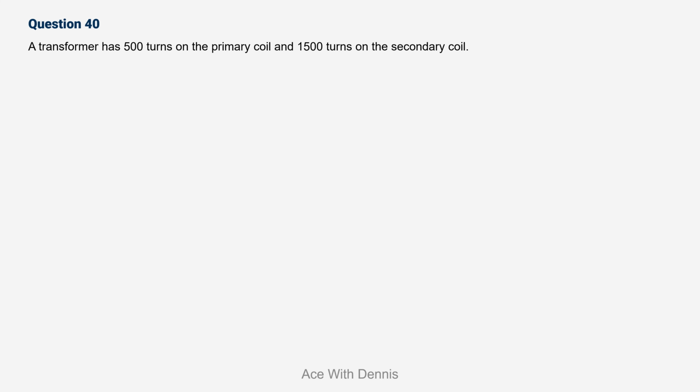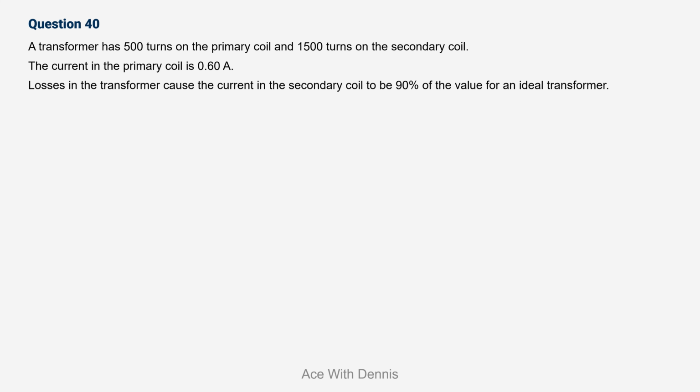Question 40. A transformer has 500 turns on the primary coil and 1500 turns on the secondary coil. The current in the primary coil is 0.60 ampere. Losses in the transformer cause the current in the secondary coil to be 90% of the value of an ideal transformer. What is the current in the secondary coil? A. 0.18 amp, B. 0.20 amp, C. 1.6 amps, or D. 1.8 amps.